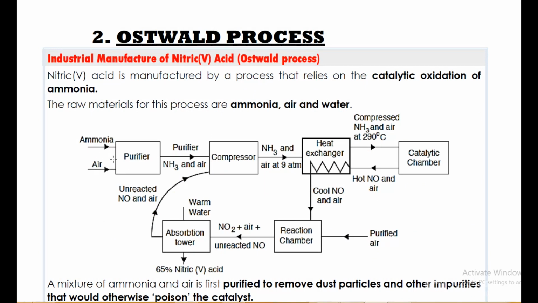So the mixture of air and ammonia now gets into the purifier. The work of the purifier remains the same, which is to remove impurities. Again, here you must know the impurities that are removed in the Ostwald process, the industrial manufacture of nitric acid. They might not be the same as the ones removed in the Haber process.